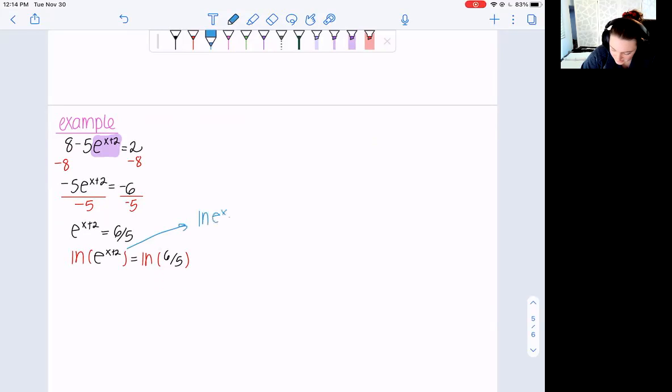Ln of e to the x is equal to x, which means that ln of e to whatever is just equal to the whatever. Ln of e cancels itself out. All you're left with is x plus 2. But you still have ln of 6/5 over here.